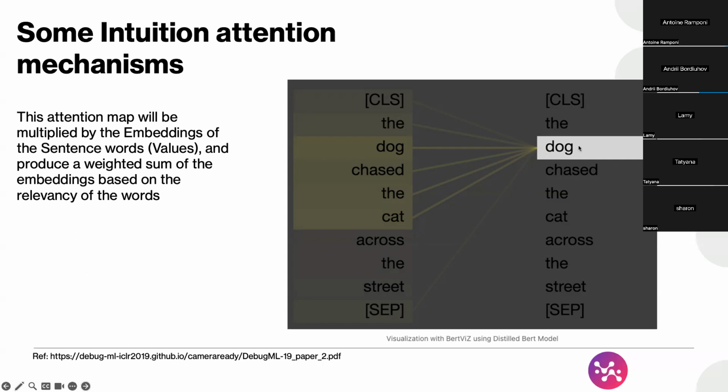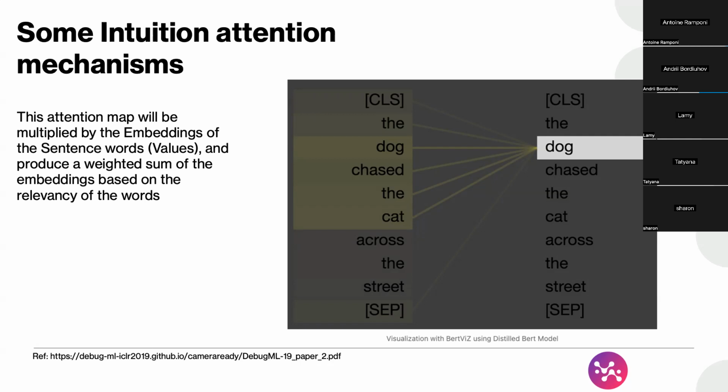chasing. The dog is, of course, related to itself, right? Because dog is a dog. And in this particular case, the subject of who is being chased is the cat, right? So, and you can see that there's not much of a relationship between dog and across and the street. So all this will be learned. It's not something that we know upfront, right? We have to train the large language model to understand these relationships between words. And this is the objective of this attention mechanism.